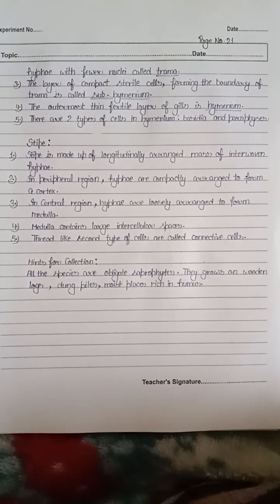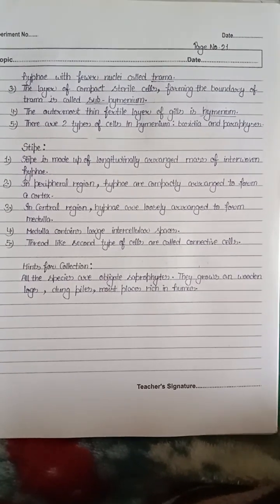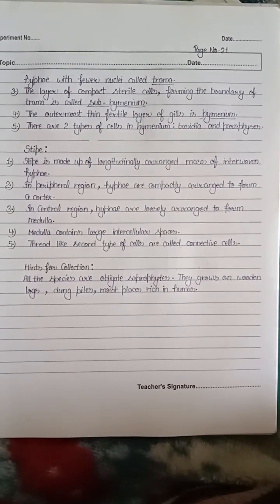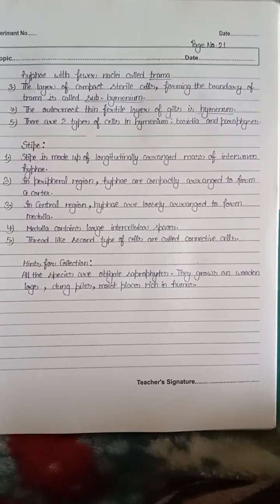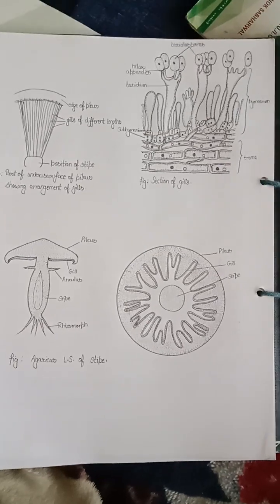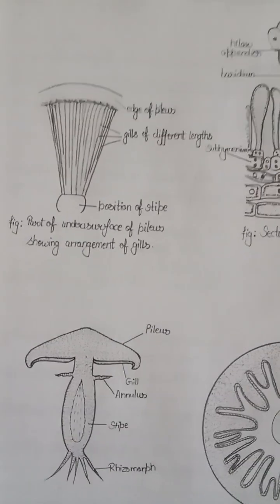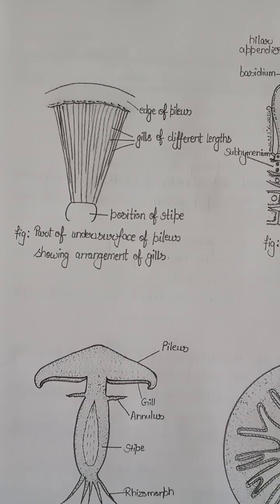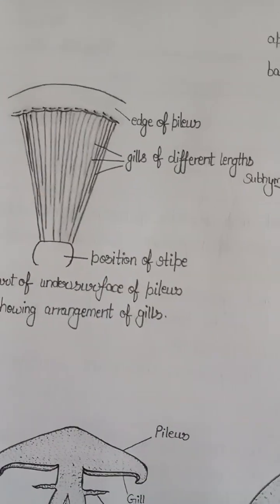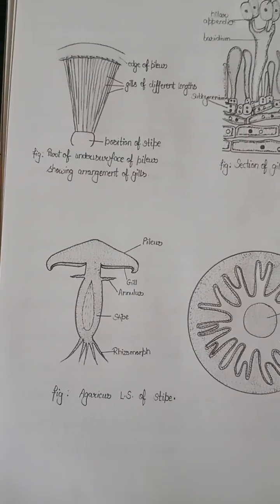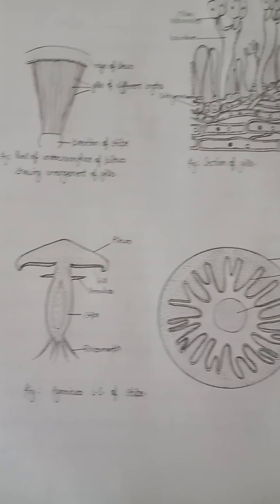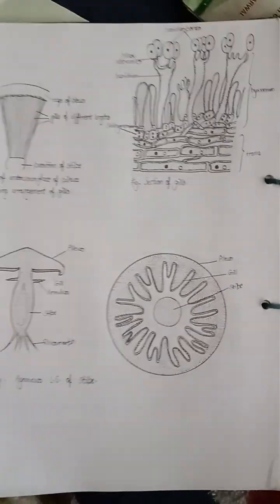Some comments about type and hints for collection. All the species are obligate saprophytes. They grow on wooden logs, dung piles and most places rich in humus. With the help of diagrammatic view, part of undersurface of pileus showing arrangement of gills. The next diagram is about section of gills. Then Agaricus LS of type is represented here.